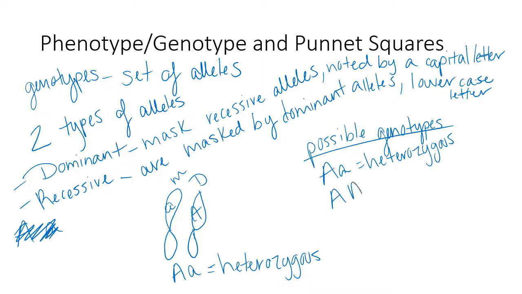You can have two dominant alleles, that means you're homozygous dominant. Or you can have two recessive alleles, which means you're homozygous recessive.